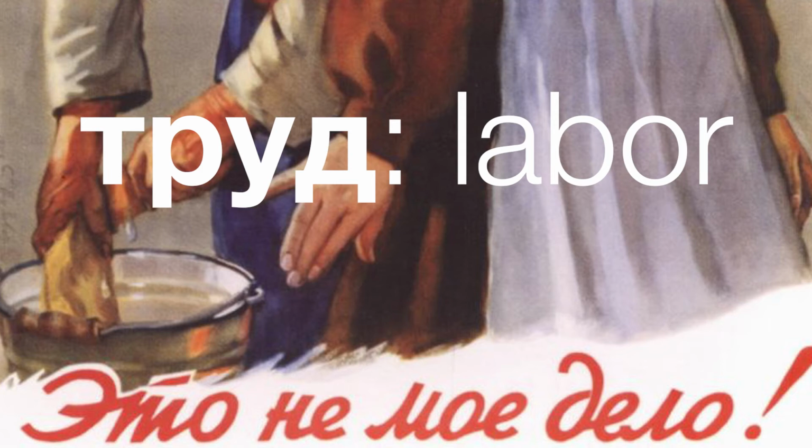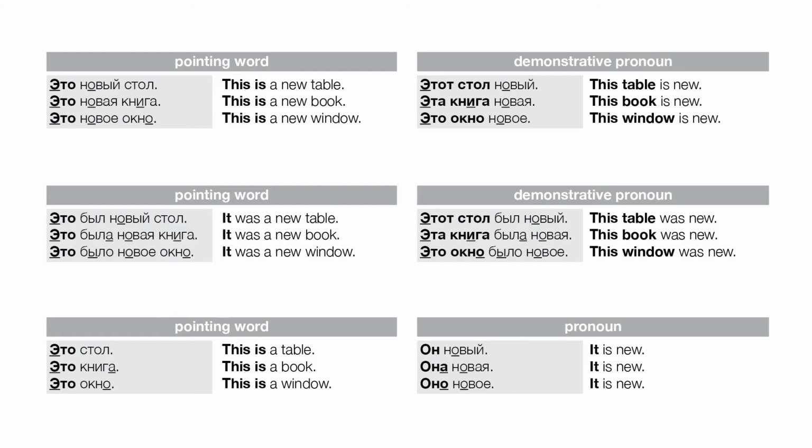Okay, so let's look at just a few very simple examples. The pointing word versus the demonstrative pronoun. So remember, the pointing word is just pointing. We've talked a lot about that, and it never changes. So here we've got a masculine, feminine, neuter example. Note how, of course, the pointing word doesn't change. Это новый стол, это новая книга, это новое окно.